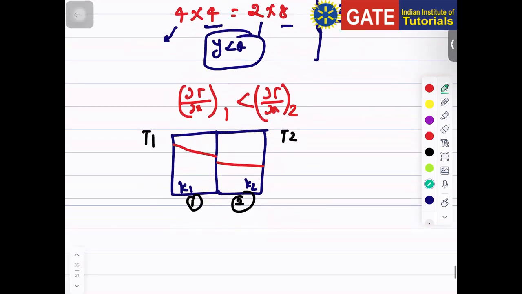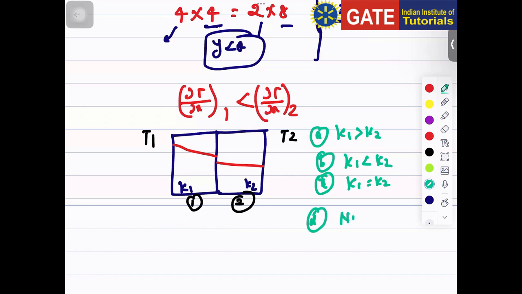So they can ask you option A, K1 is greater than K2, option B, K1 is less than K2, option C, K1 equals K2, and option D, none of these. So just tell me which of the following options will be correct.